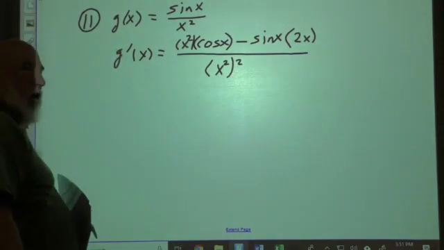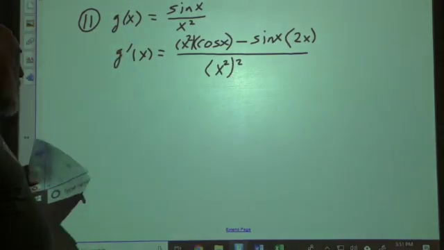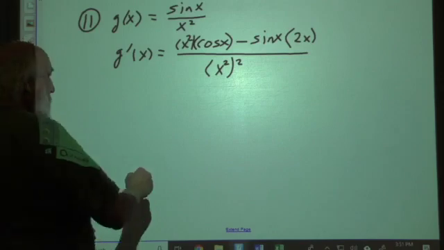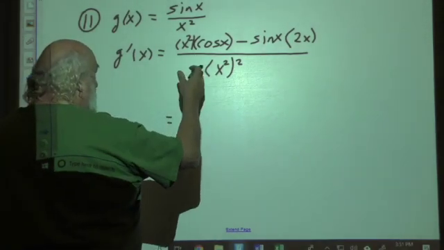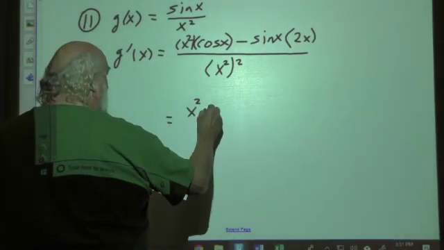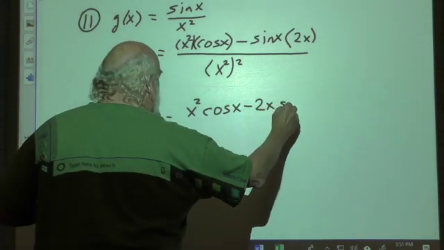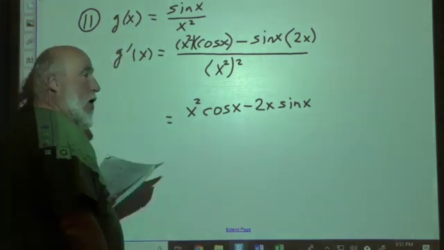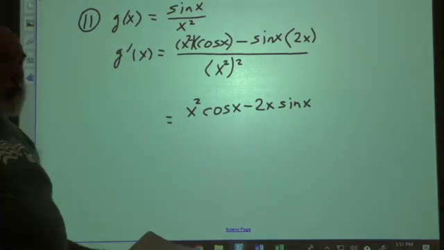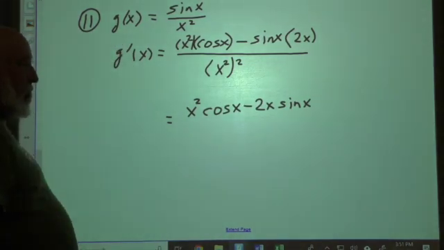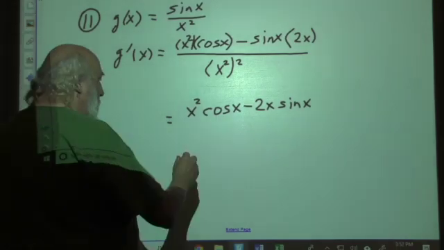We'll just write it like that for now, and then we'll fix it in the next part. Well, this becomes x squared times cosine x minus 2x times the sine of x. We have no fractions, we have no negative exponents, and we have no way of adding the two together, so the numerator is fine that way.